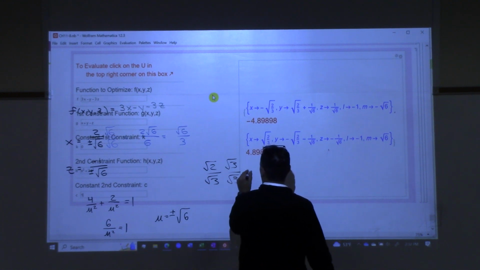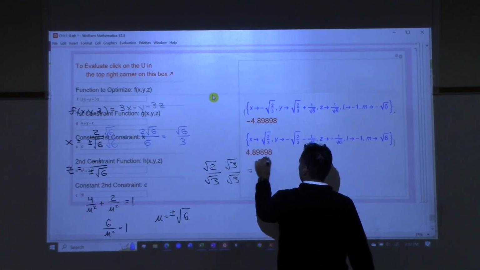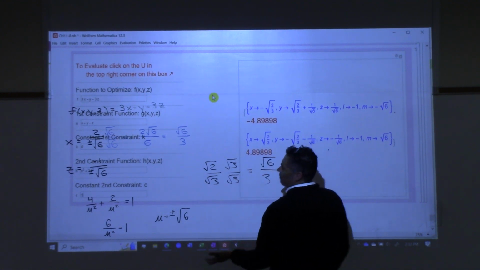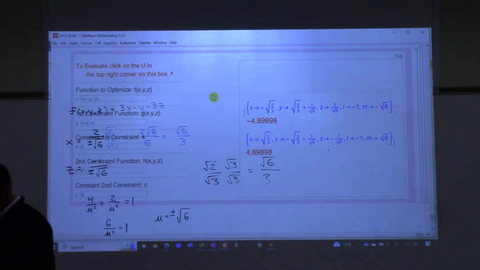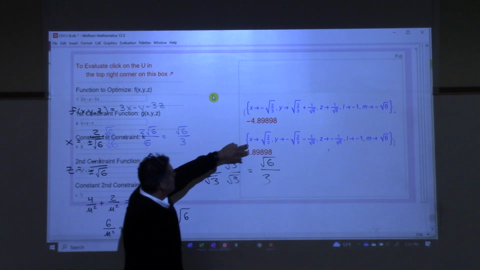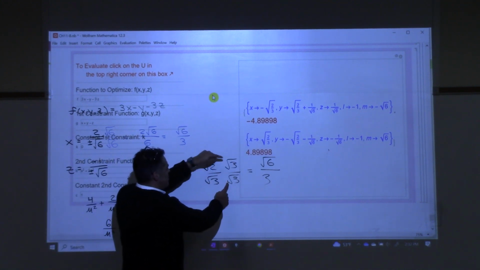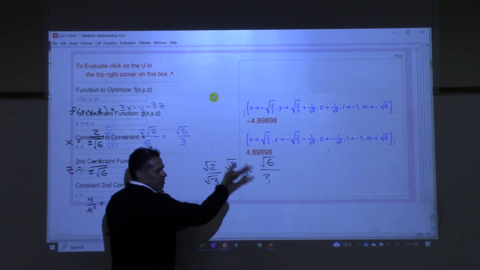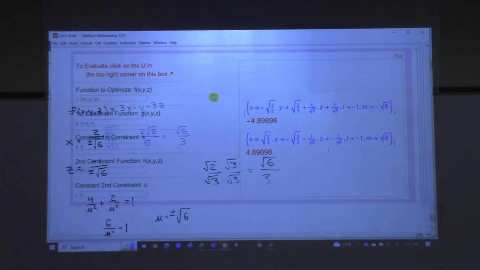Oh yeah, hold on. This is root 6 over 3. Yeah, okay, it's the same thing. All right, I was losing my mind. It's the same number. That right there is this, and then I just rationalized, that's root 6, and then that's 3. Okay, it just looks different. All right, okay, Lagrange.